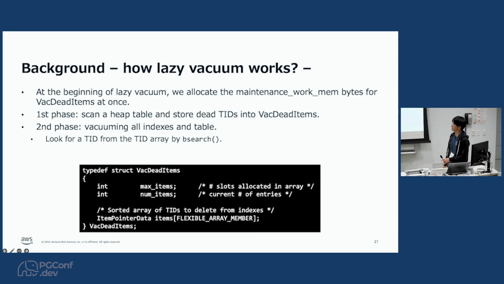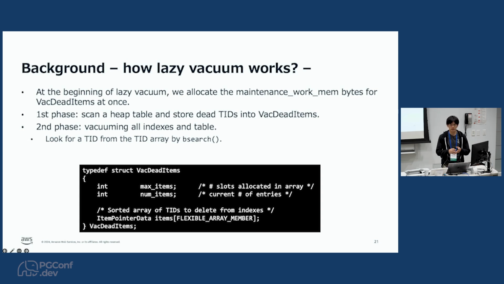Actually, this is how Postgres 16 works. And dead items is a key data structure for lazy vacuum, but a very simple one. As you can see on the bottom of the slide, it has items, which is a flexible array, and the item pointer data is what we call TID, which is 6 bytes. And we have max items, which is the maximum number of TIDs we can have. And num items is the current number of TIDs in the items array.